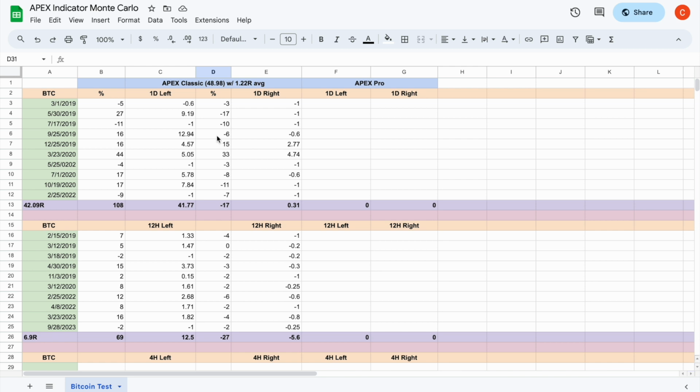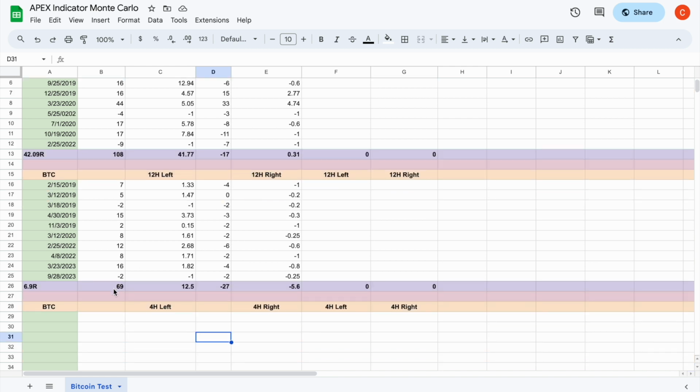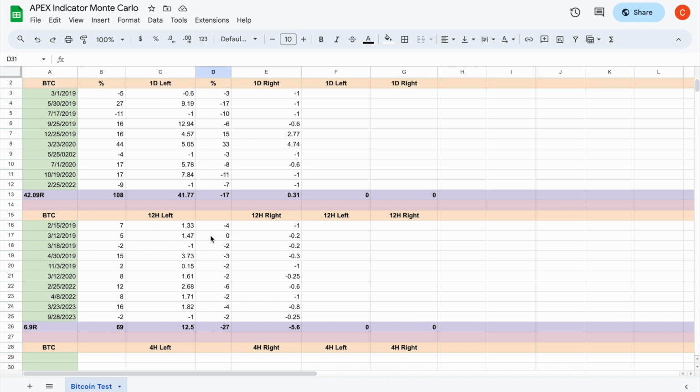So here's how this is going to go. What we did was we took these dates, we took the trade on the left side, the trade on the right side. These are your R values, the 41.77 and 0.31. That's where we got the 42.09. This was your percentage profits, which was 108. This was your negative percentage profits, 17%, and then respectively 69% and negative 27, which ended up being, percentage wise, plus 133%. So that is good.